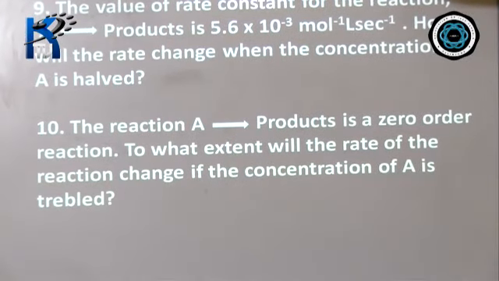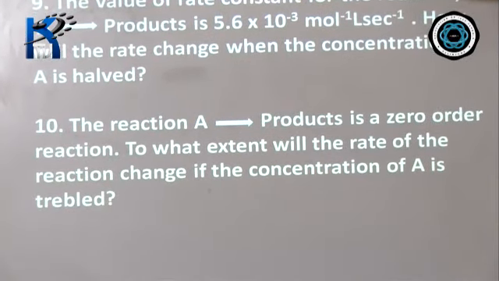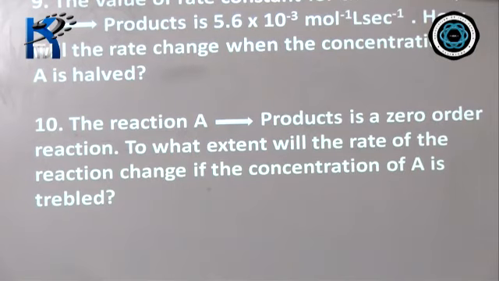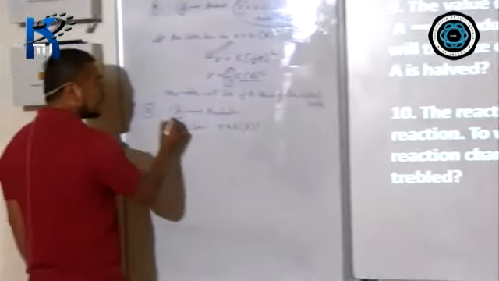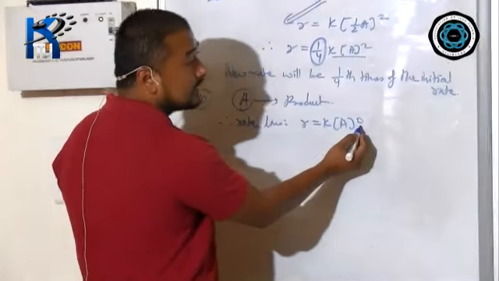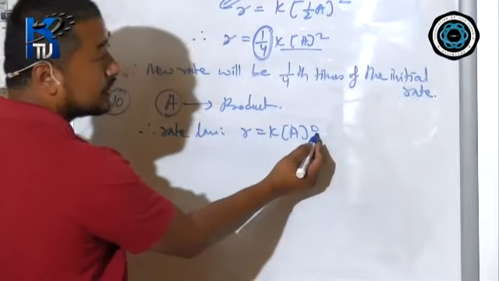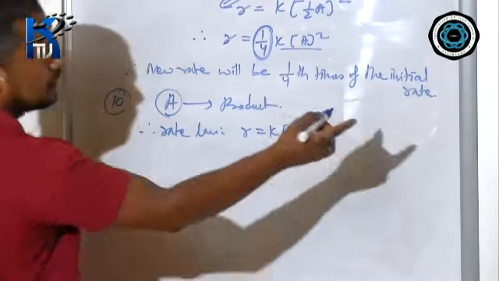Now what, it is zero order they are saying, so therefore we don't have to suppose the rate law. The rate law will be R equals K[A]^0, only one reactant, A. The question has only given you the order as 0, so I am not supposing it, I am directly writing 0 from the question.